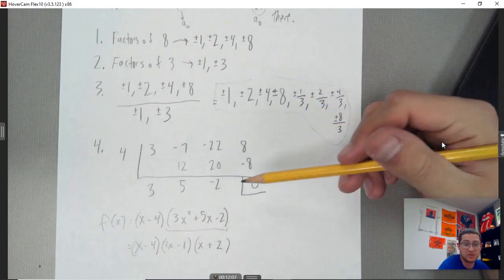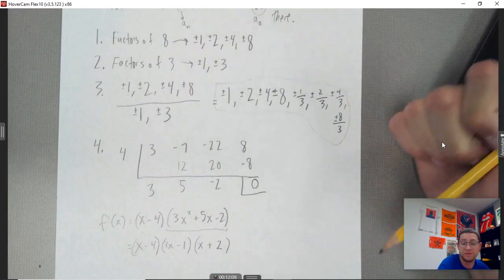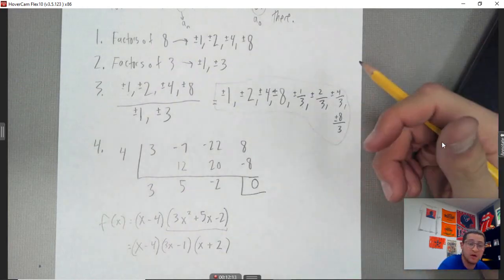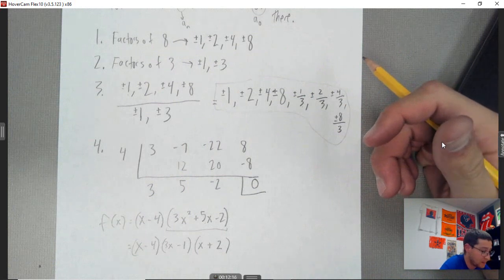Again, step 4, we were essentially factoring, using the information we found with the rational zero theorem. That's that.